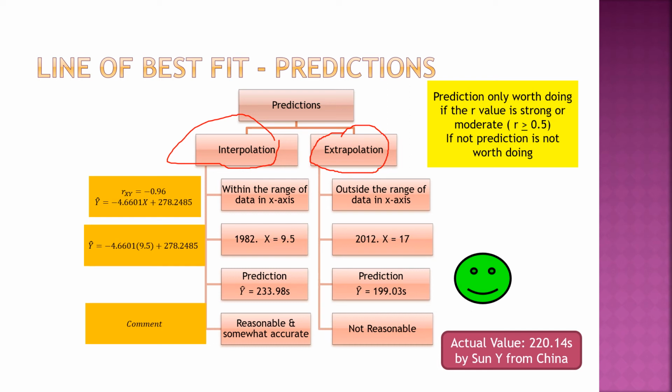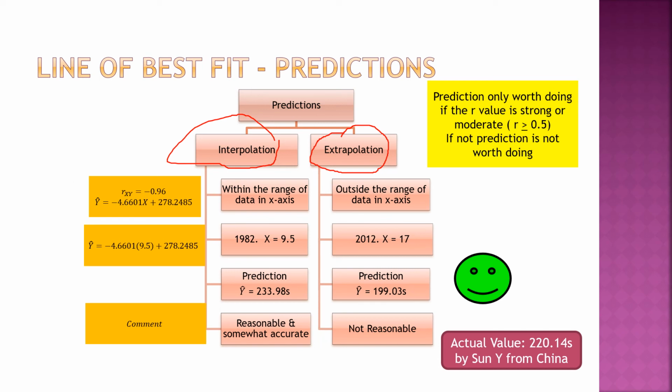Now, extrapolation is outside the range of X. Outside, that means not within the range of X. You can only tell whether it's interpolation or extrapolation using the X data, not the Y, only the X. So if you look at X now, X is only from 1 to 13, right? Now they want you to predict when X is equal to 17. What is Y? So you put X equals 17 into this equation. You'll get 199.03 seconds. And your comment should be not reasonable.